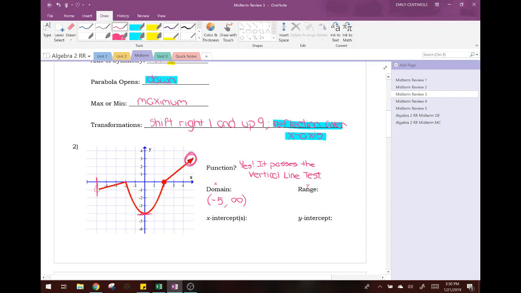Now, when we look at the range, we want the bottom. And then we want the top of the graph, which again is going to be this point over here. So when I look at the bottommost point on the graph, this is -4. It's a solid line, so that's going to be a bracket. And then it's going all the way up and all the way up to infinity.